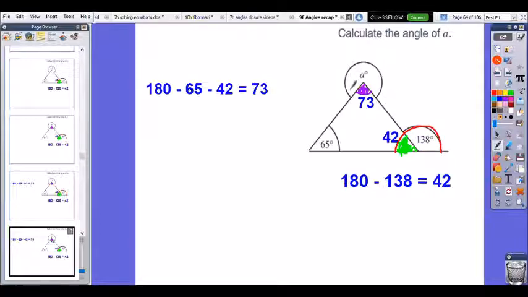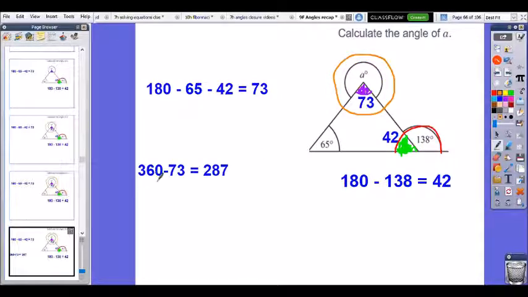So to find angle A, remember from last lesson, we know that angles in a whole turn, so in a whole circle, add up to make 360 degrees. So if you see that orange circle that I've just drawn for us, that needs to be 360 degrees. So if I take 360 degrees and subtract 73 degrees, that means the angle A must be 287 degrees. And I've now solved that problem.